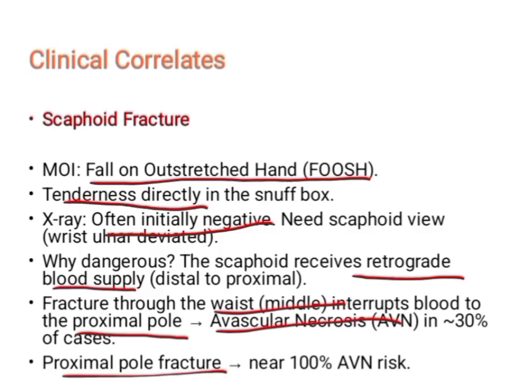In the case of a proximal pole fracture, about 100% of avascular necrosis occurs, because I am saying that in 1/3 of the population, blood supply to the scaphoid enters from distal to proximal. That means in 2/3 of the population, which is the major population, blood supply to the scaphoid enters from proximal to distal. So when this happens, if blood supply is from proximal to distal and there's a fracture of the proximal pole, the remaining part of the scaphoid is going to have avascular necrosis in 100% of cases. So that's what that means.